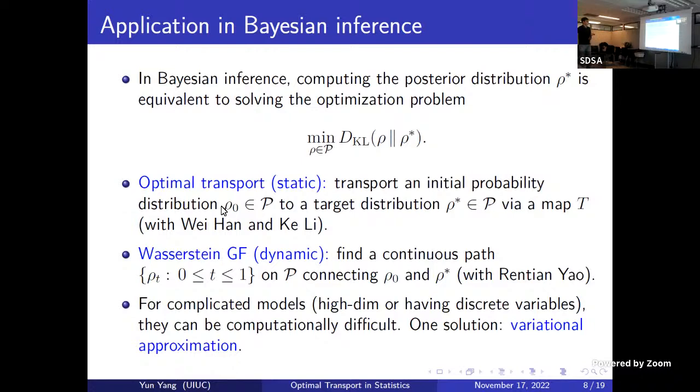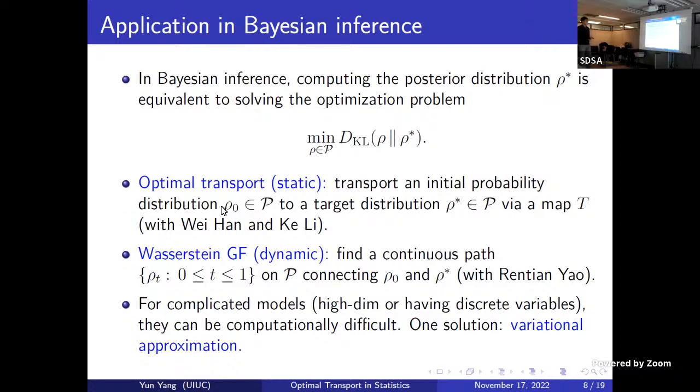Then again, because this is an optimization, we can actually use optimal transport to solve this. Actually, there's two perspectives. One is the usual static version of optimal transport, which means we don't care about the specific path from our initial distribution to rho star, but we just care about a map that directly maps the initial distribution to the target posterior. Then we just need to parameterize this T in a proper way and directly optimize over this T to solve this minimizing problem. Then we can get the map.